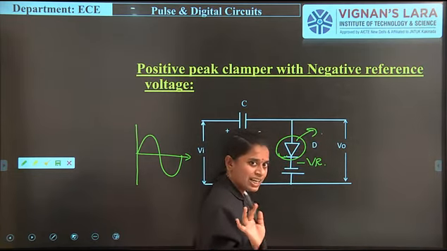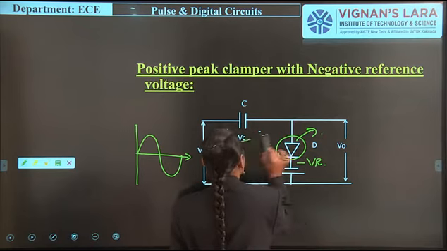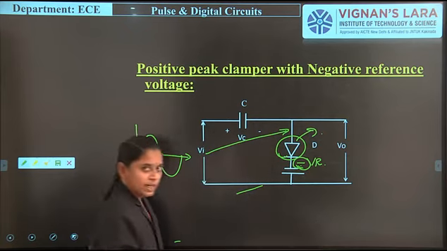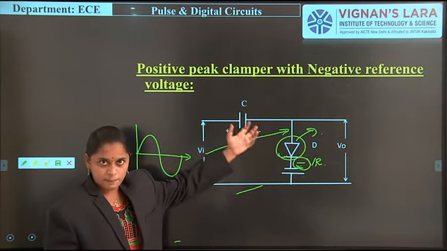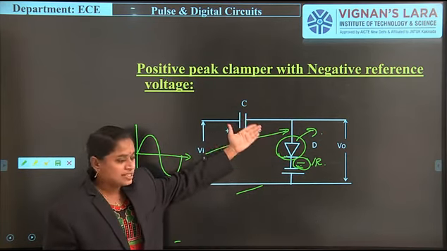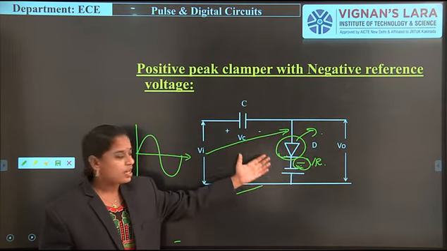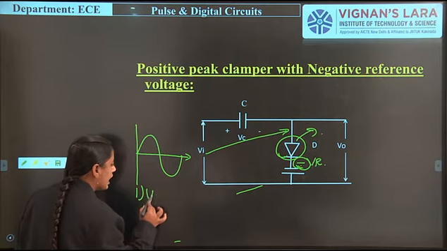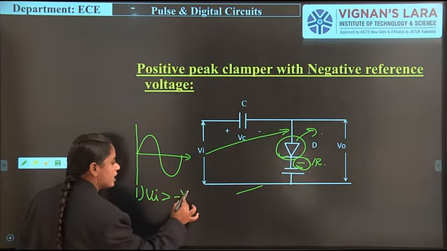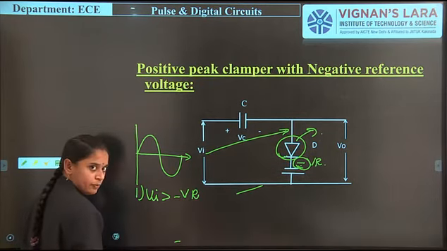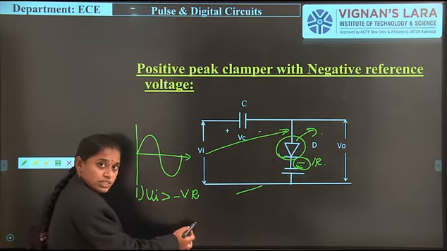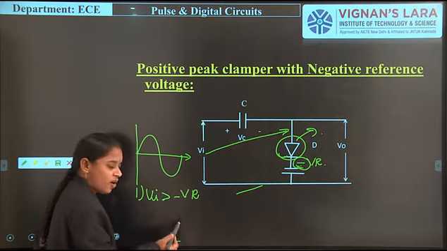We have to know the conditions. For the diode on condition, the principle is that the anode voltage must be greater than the cathode voltage. So what is the condition for diode on? That is Vi greater than minus VR. Comparing with the reference voltage, the input voltage, that is the anode voltage, is greater than the reference voltage. Then only the diode is in on condition.